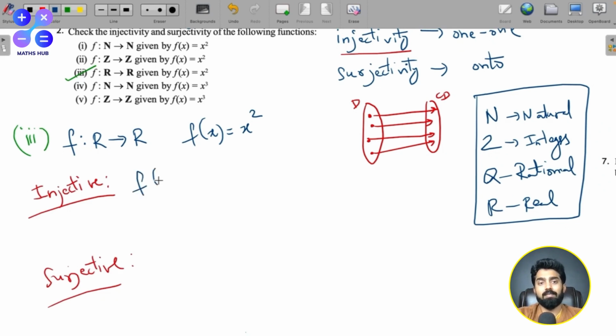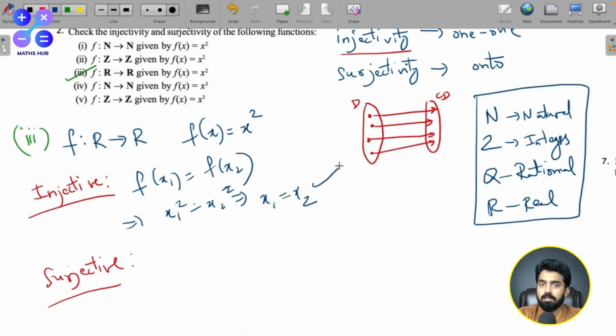Yes, because for every f of x1 equals f of x2, x1 square is x2 square, so x1 equals x2. So it is injective. And usually when you have a smaller set and that's true, it's usually true for the bigger set, right?